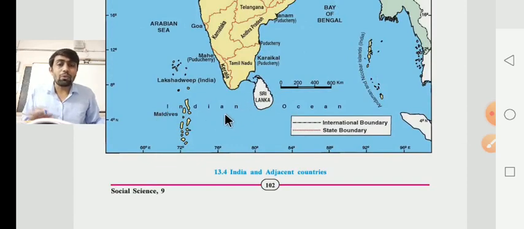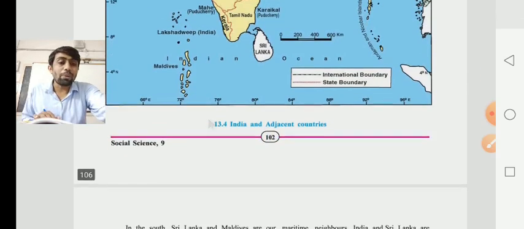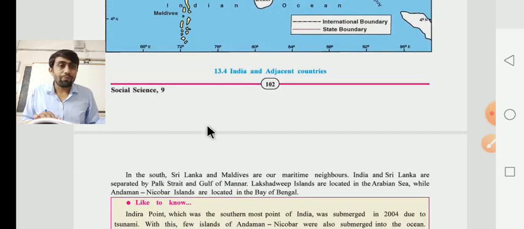This is our maritime neighbor, it means across the sea. India and Sri Lanka are separated by Palk Strait and the Gulf of Mannar. Now, dear children, India and Sri Lanka are separated by Palk Strait and the Gulf of Mannar.